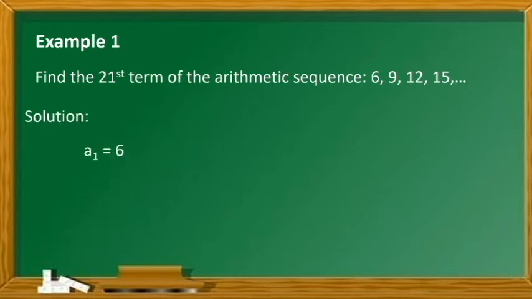First, a sub 1 is 6, which is the first term, and our common difference, or D, is equal to 3, because if we subtract 9 minus 6, it will give us 3, same as 12 minus 9, it will also give us 3, same with 15 minus 12, it also gives us 3. So meaning to say that the common difference, or the value of D, is equal to 3. So let's continue.